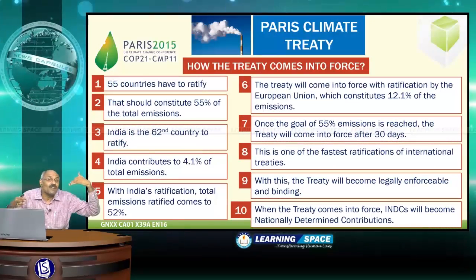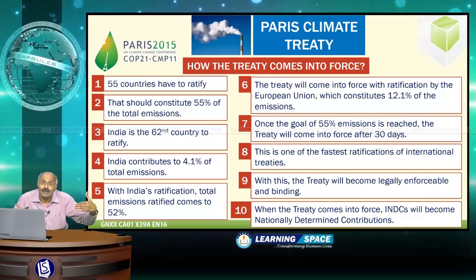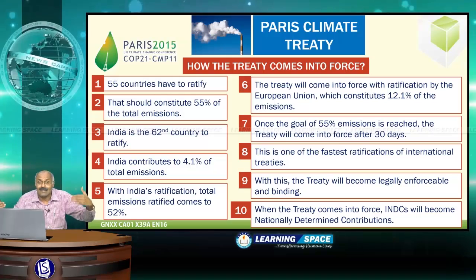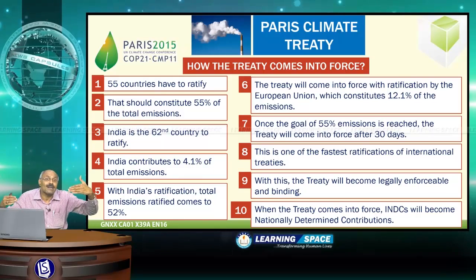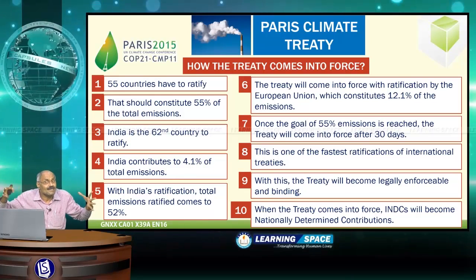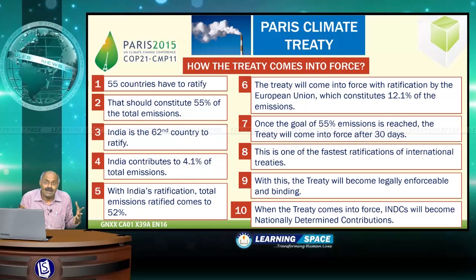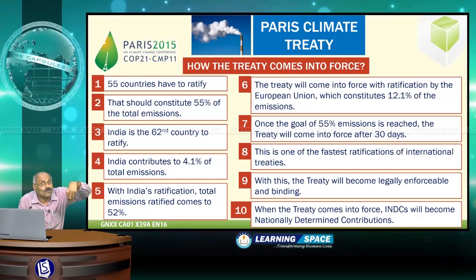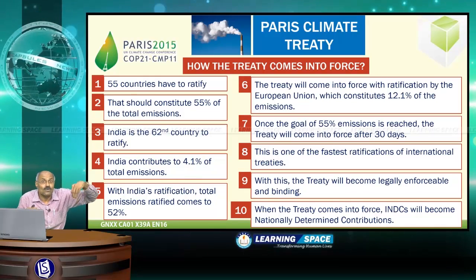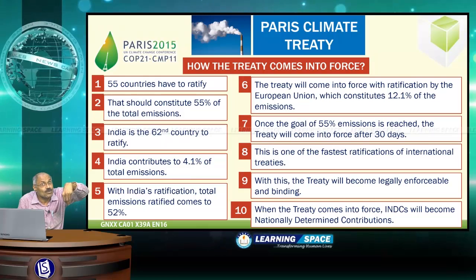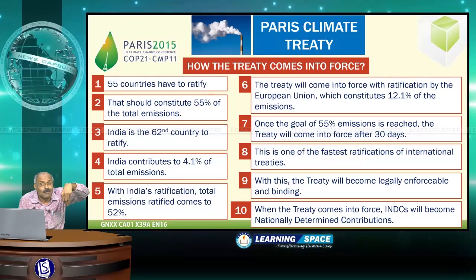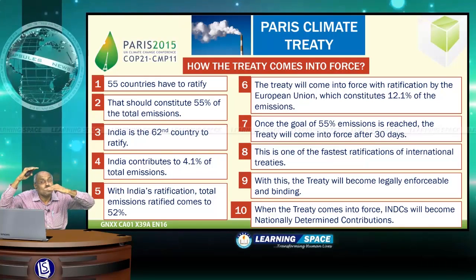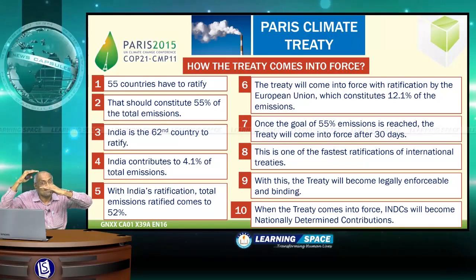So 55 countries have to ratify by following their own procedures in their countries, and these 55 countries should constitute 55% of total emissions. And India is the 62nd country to ratify. And please don't forget, India contributes 4.1% of total emissions. And please don't forget, China is the largest emitter, followed by United States of America.